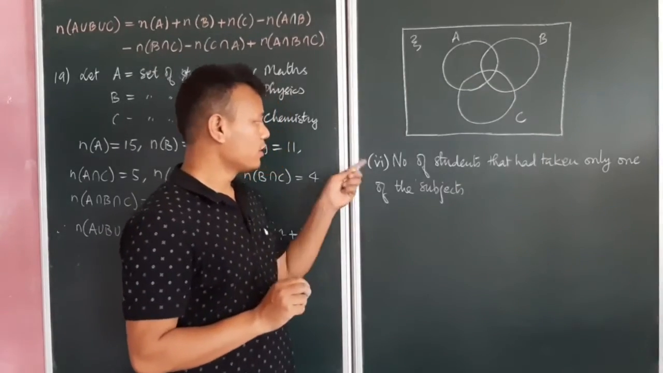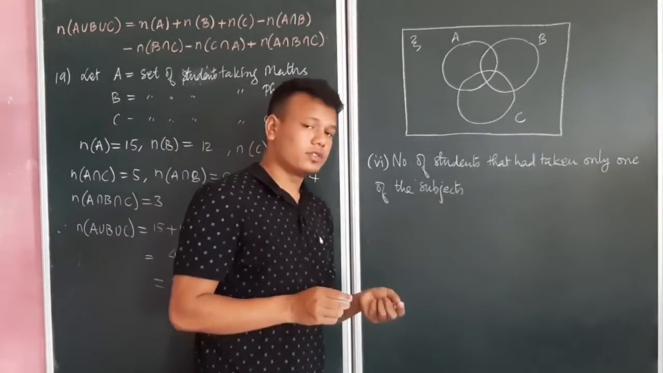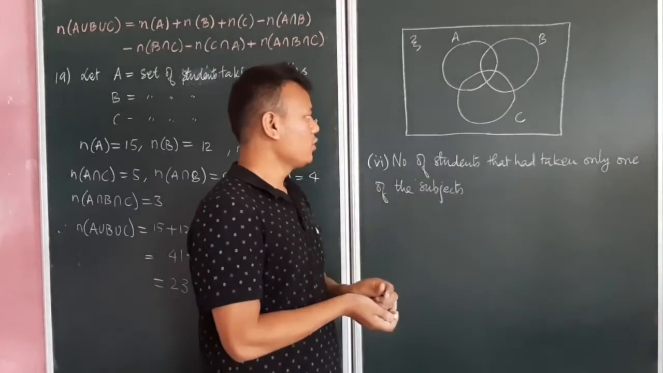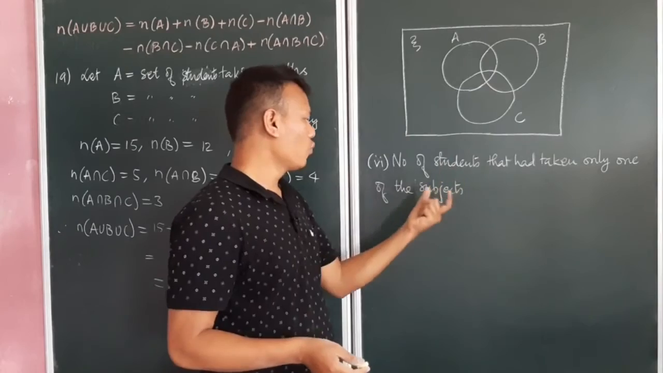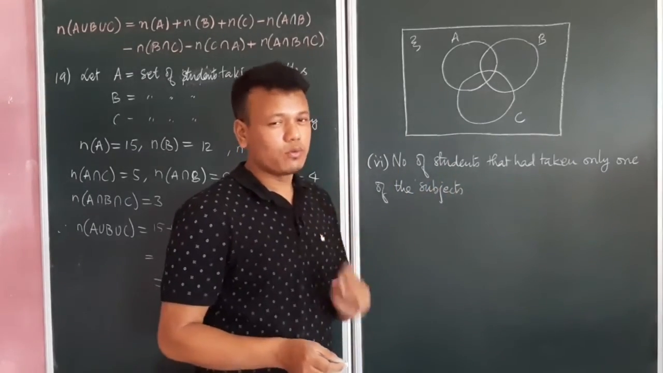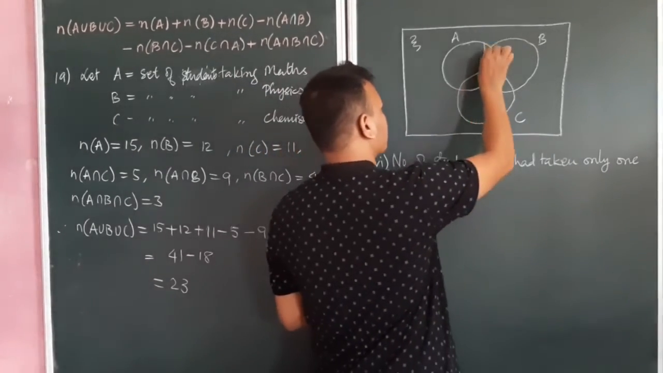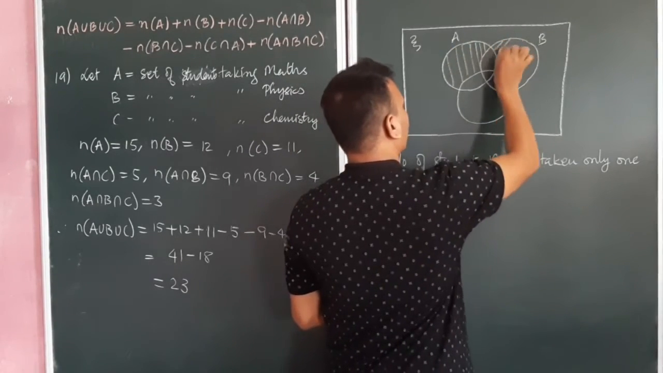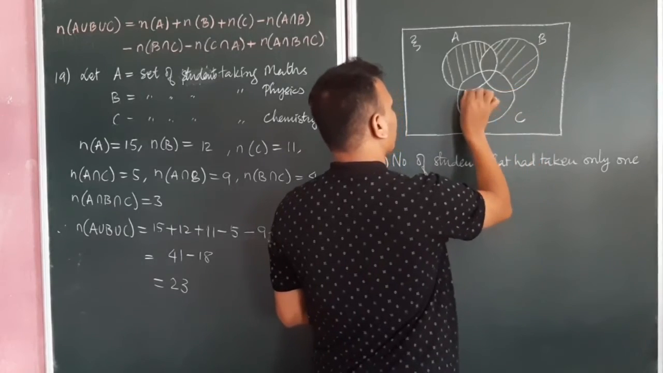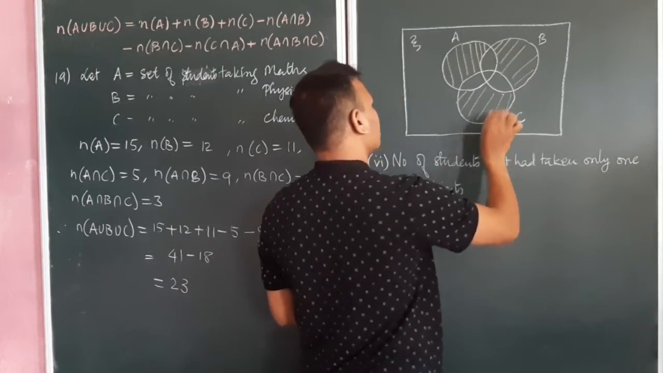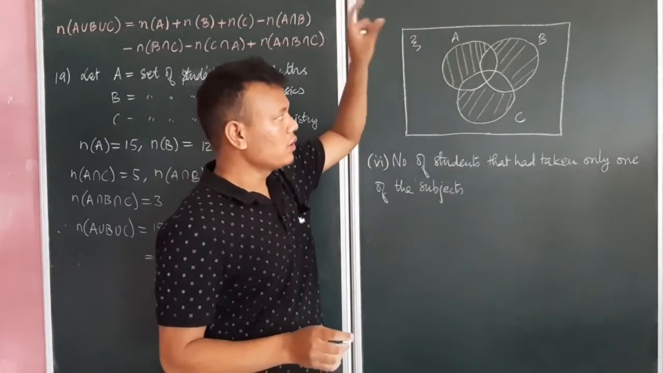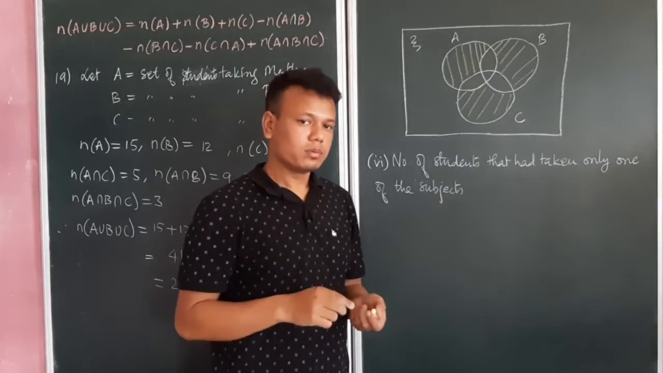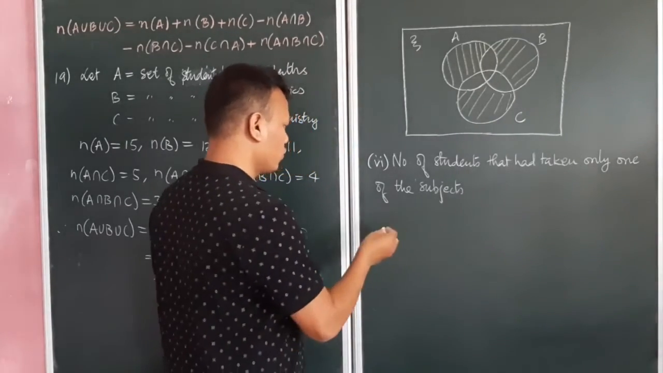Okay, so let me take the sixth one. The sixth one is similar to the problem based on newspaper. Here we need to find the number of students who had taken only one of the subjects, or exactly one subject. Exactly one subject means either the mathematicians or physicists or chemists. So we have to find the number of people belonging to this shaded region, which is exactly like your newspaper problem, isn't it? So let's find how to do this.